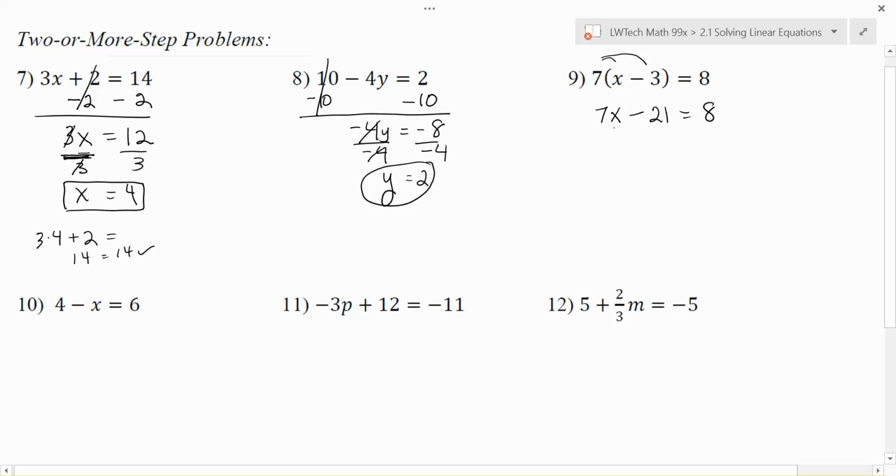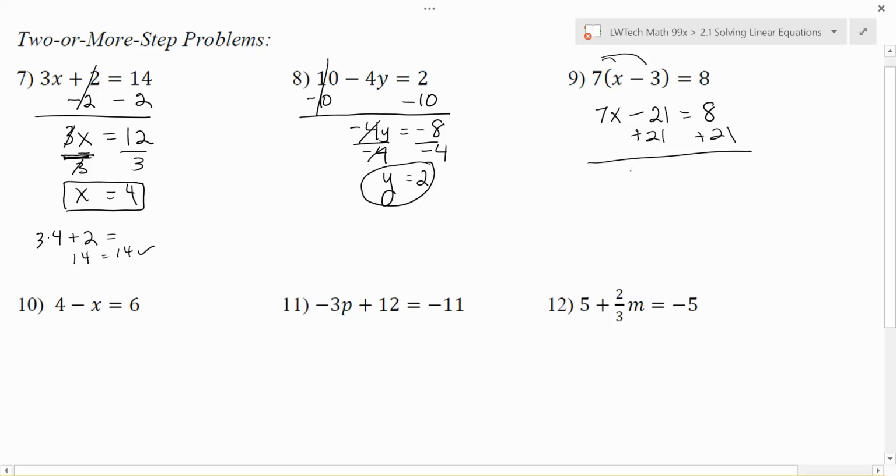Now I have no parentheses, everything is fair game, and I can do some work to get things by itself. So there's my variable x. I'd like to get it alone. And so I have a times 7 and a minus 21. So we'll get rid of this farthest away thing first. It's a minus 21, so I add 21.